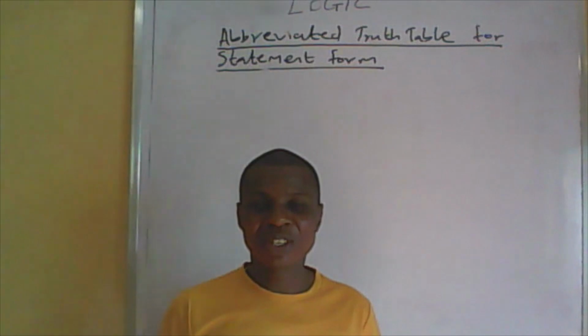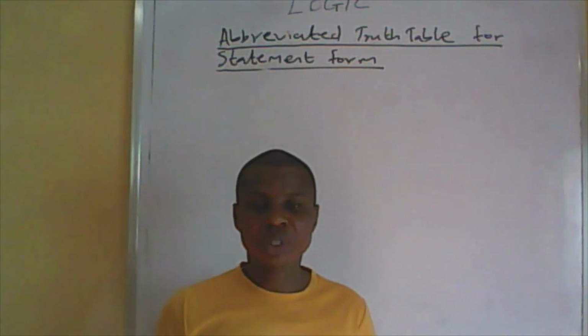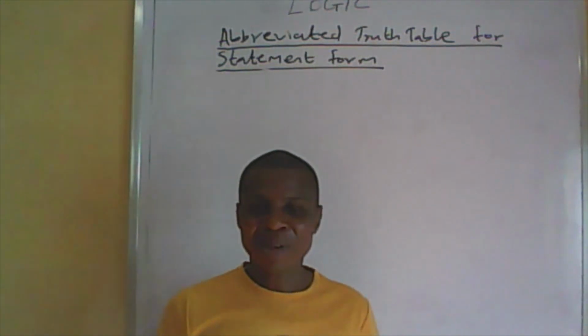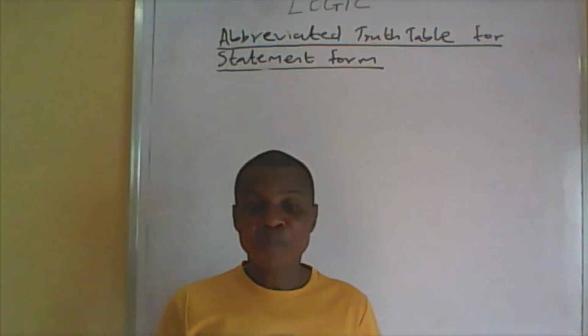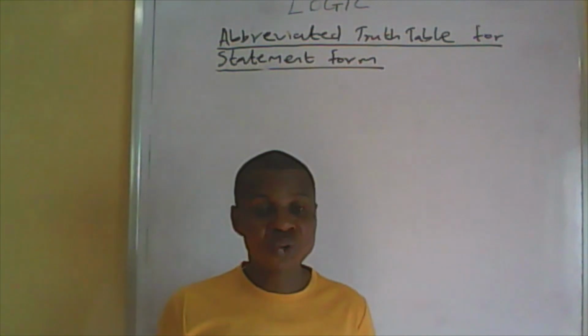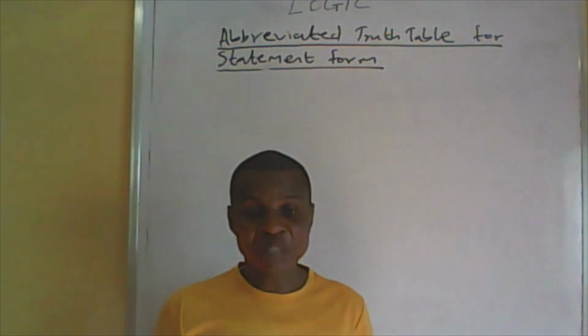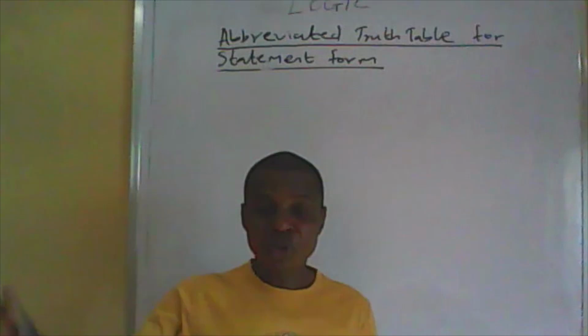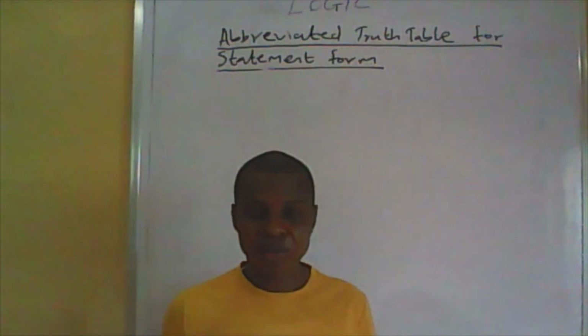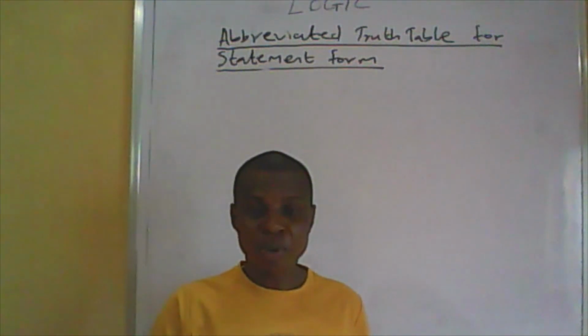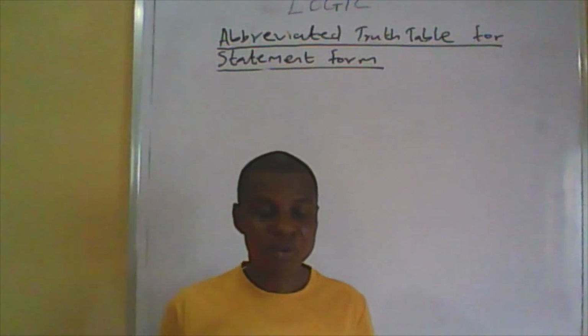We are going to treat abbreviated truth table for statement form. What do we mean by abbreviated truth table? What we mean by it is that it is a way that we use to shorten a truth table so that it will show the possible combinations of the truth values for the simple statements and all the whole truth valuations for each possible combination of truth values.